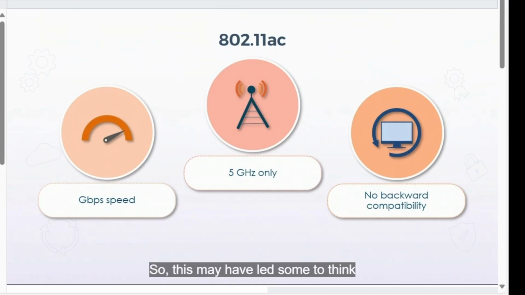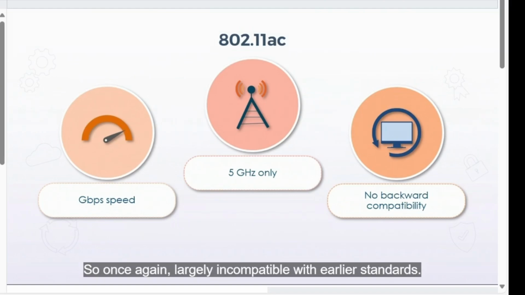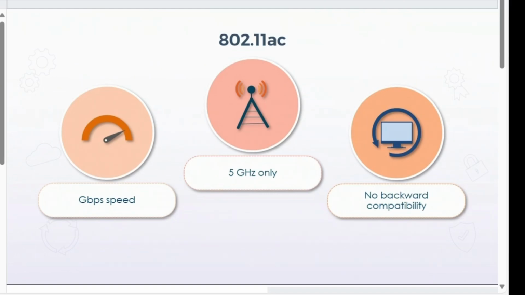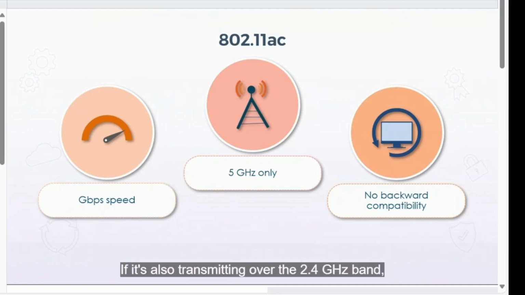So this may have led some to think that 11AC defined the ability to use both bands, but that's not really the case. If you have a dual band router, and if you're using 11AC, then that specification still uses the 5 GHz band and only the 5 GHz band. So once again, largely incompatible with earlier standards. If it's also transmitting over the 2.4 GHz band, then it is most likely providing the specifications of 802.11n, which itself is backward compatible with B and G.